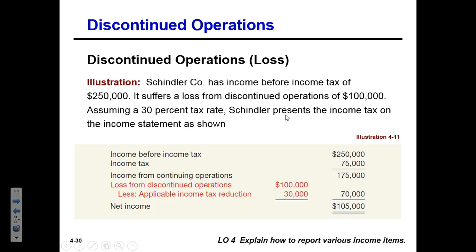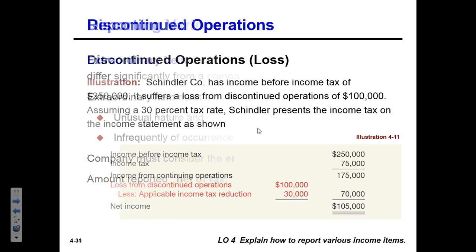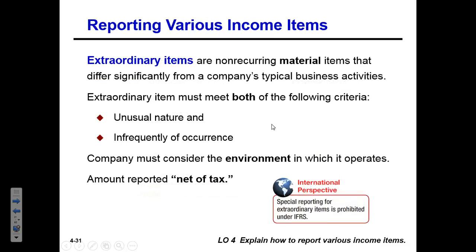Okay, and then here they've got income, or a loss, rather. Here's a loss, and they did call it applicable income tax reduction. That's fine, or benefit. Okay? So this loss is a debit. That's a credit, right? Reducing your taxes. Net debit. Okay, good. Be able to handle that. To be extraordinary, it has to be material, unusual in nature, and infrequent. Right, guys? We knew that. And it's shown net of tax.